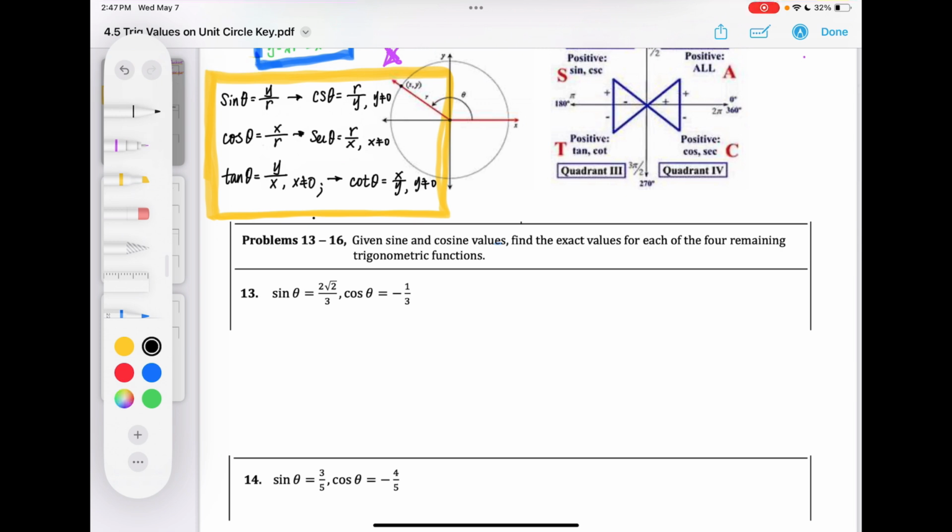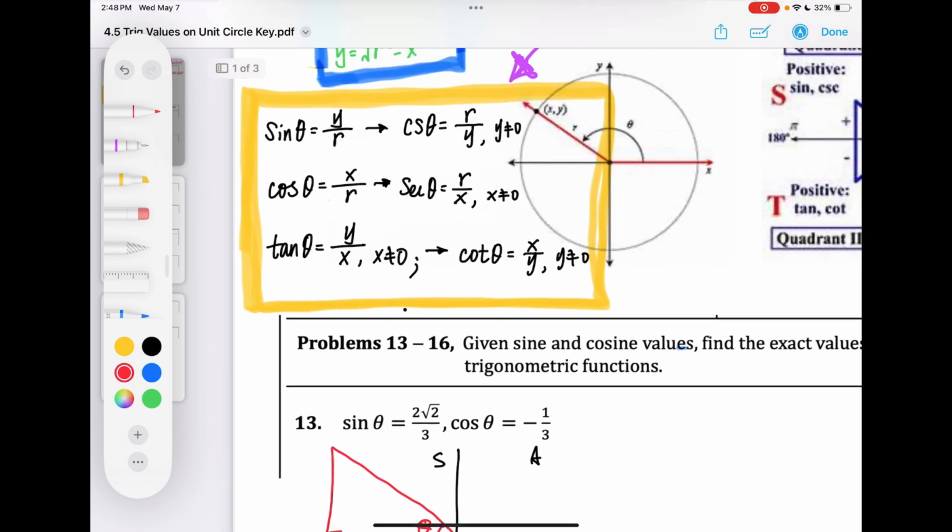So given, okay, activate the eagle eye. Given sine is positive and cosine is negative, this gives us a freedom. Sine is positive, so we know that All Students Take Calculus. Because sine has to be positive and cosine is negative, that tells us the only quadrant that makes this happen will be quadrant 2. So I have my triangle located in quadrant 2. Now, step 2, label my X, Y, and R.